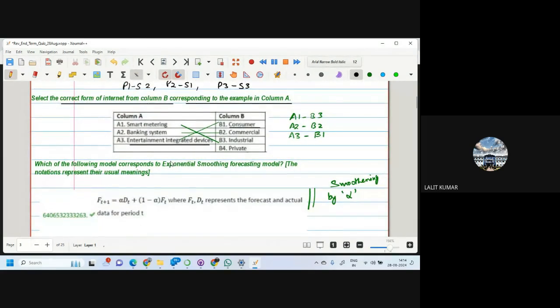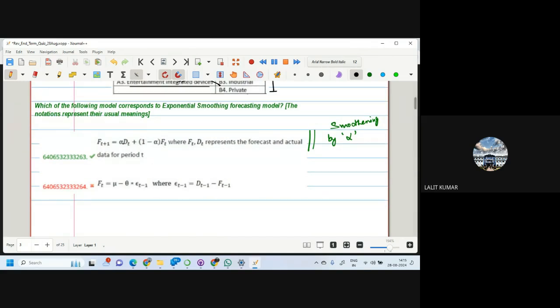So here we have smart metering, banking system, and entertainment integrated devices. They are asking for the correct form of internet, basically what kind of internet use is there, whether industrial or consumer. These are the four types of uses of internet. Smart metering comes under industrial use. It happens on a big scale. Banking system is a commercial one. Entertainment integrated devices, like Alexa and all that, come under the consumer part.